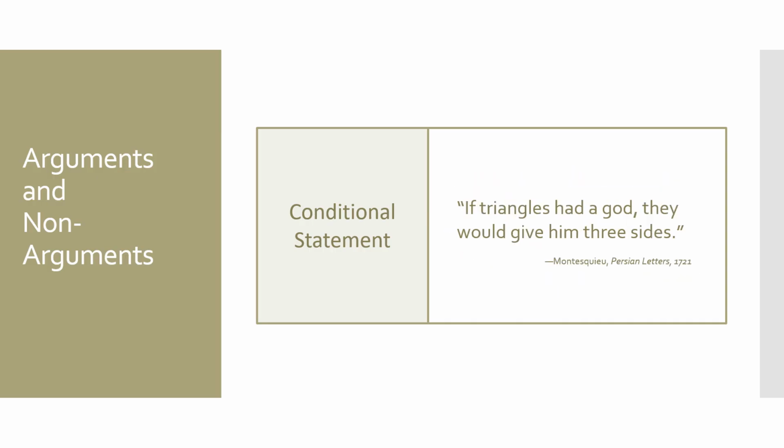So let's look at one last example of a conditional statement. In this particular case from Montesquieu, he says, if triangles had a god, they would give him 3 sides. Now notice again, what we have here is not an argument about anything by itself, though it would not be hard to turn it into one. What we have basically is an assertion that under the conditions that triangles had a god, what follows is they would give him 3 sides. It doesn't say this is what happens, it says only if, under those conditions, it would have to be that way.